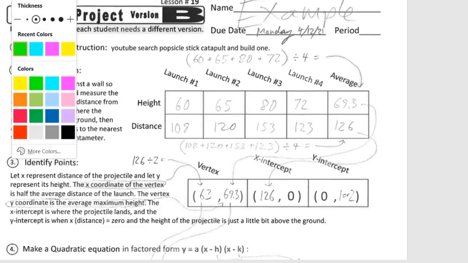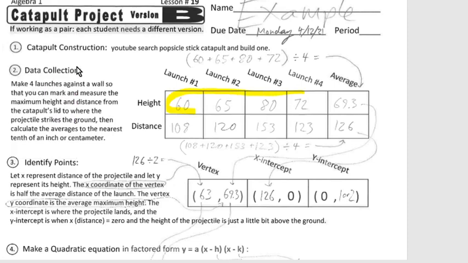Right, this is for version B. It doesn't change until we get to step 4. So hopefully you have numbers for your 4 launches. I'm looking at the height here. If you add those 4 together, and then it says divide by the number of numbers that you added, so divide by 4, and that will give you your average height.